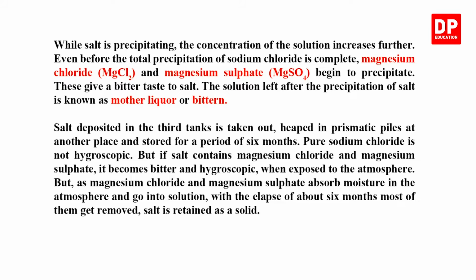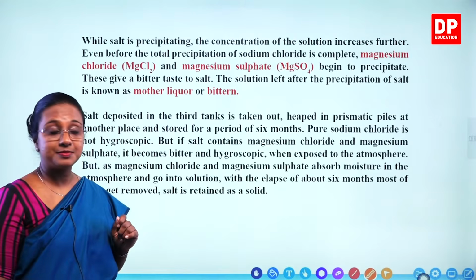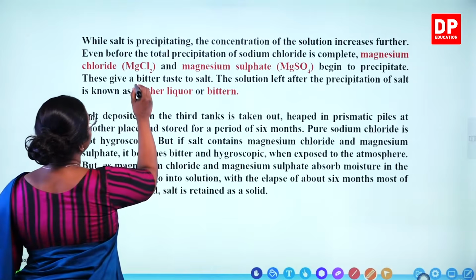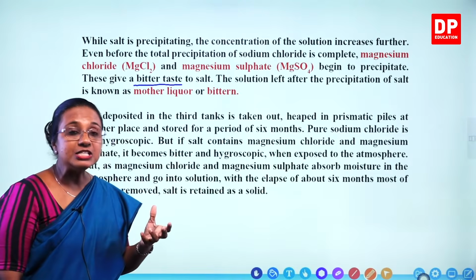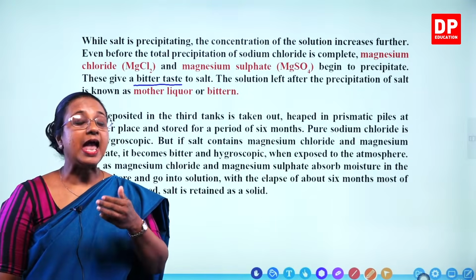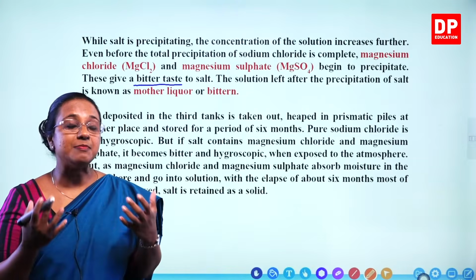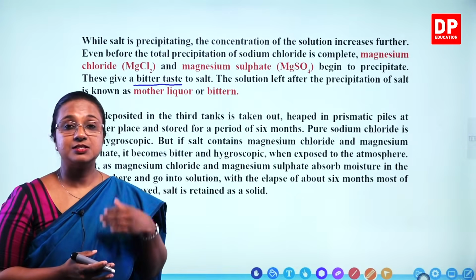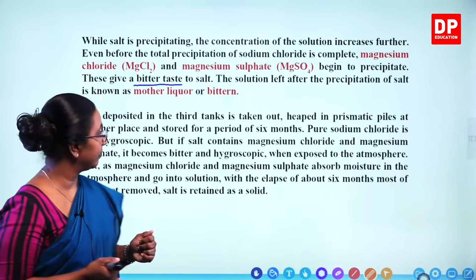Even before the total precipitation of sodium chloride is complete, magnesium chloride and magnesium sulfate begin to precipitate. This gives a bitter taste to salt. So, in addition to the hygroscopic and deliquescent properties, that is absorbing moisture and becoming watery, they also give a bitter taste to salt. So, then the quality of salt will decrease.